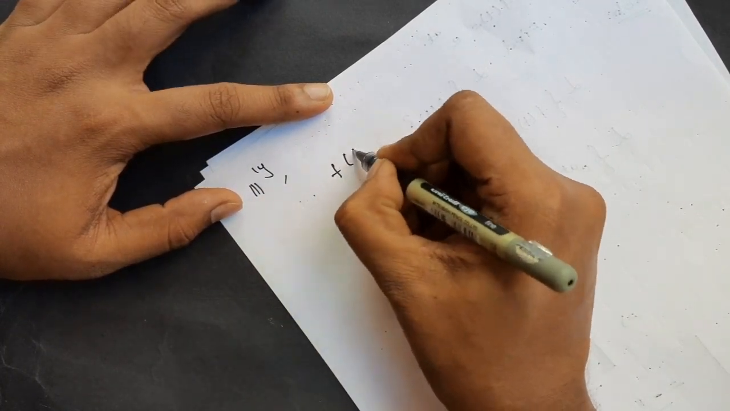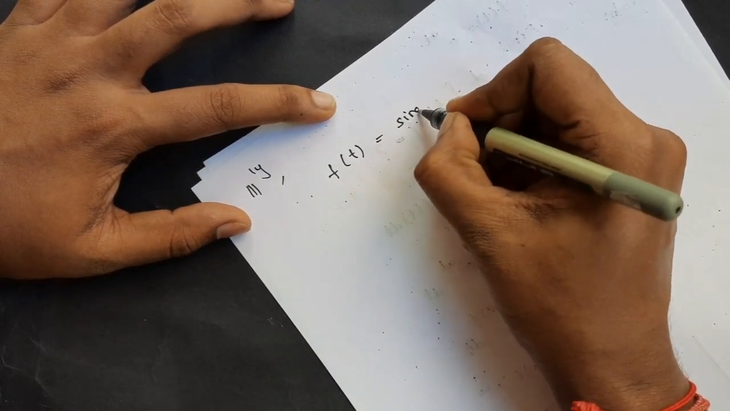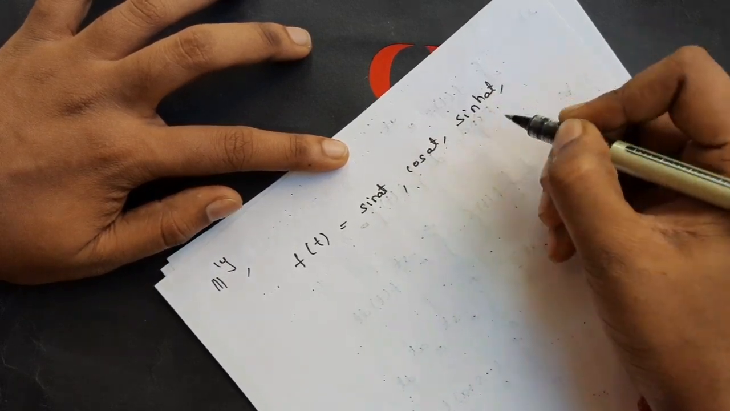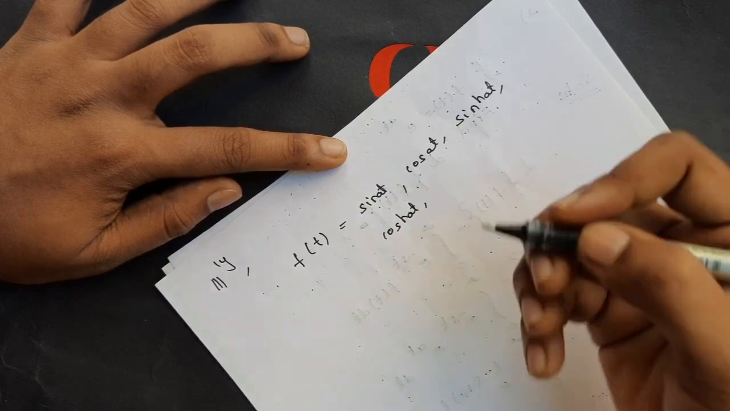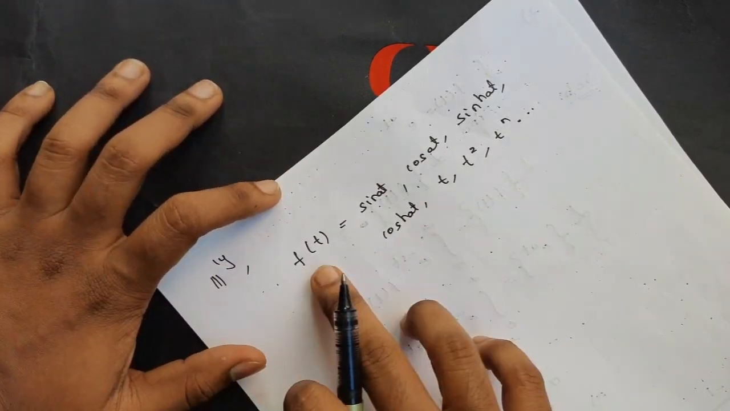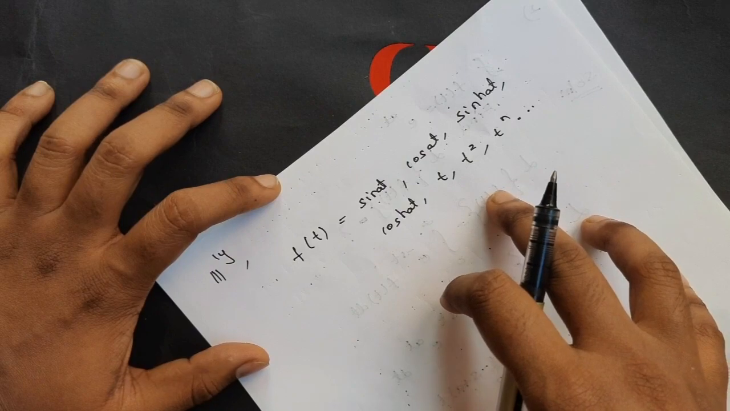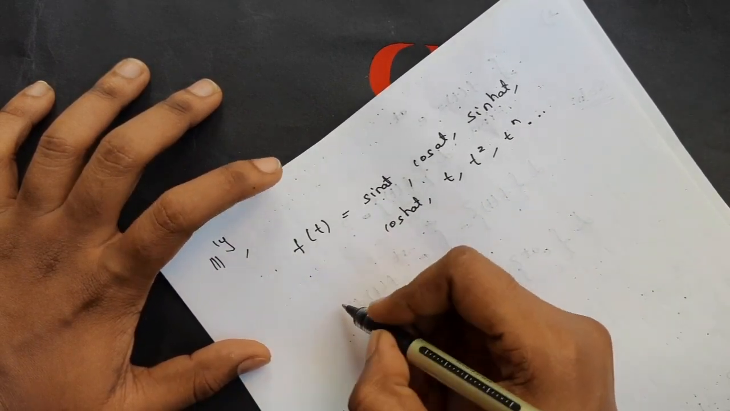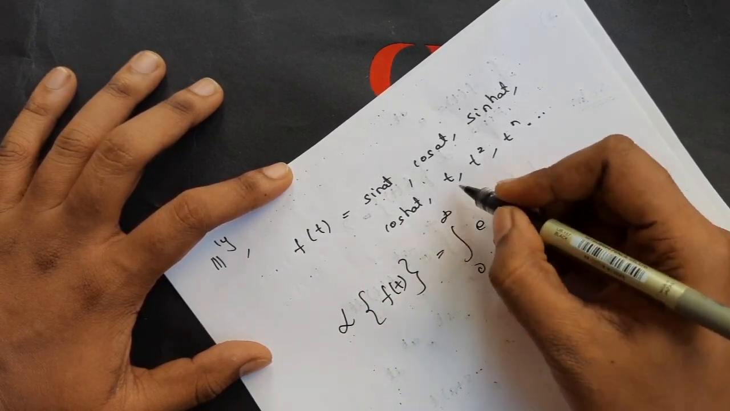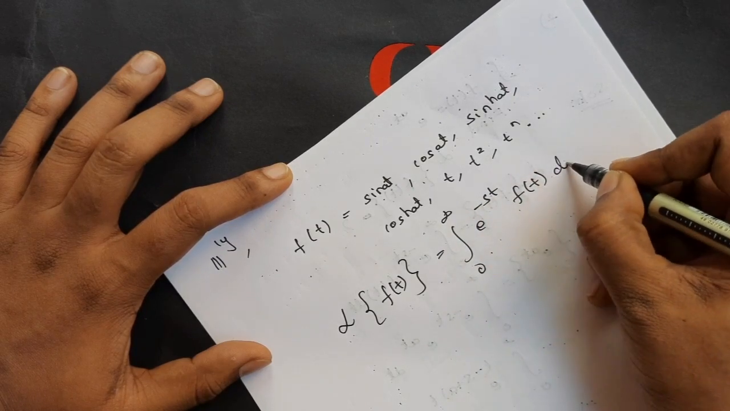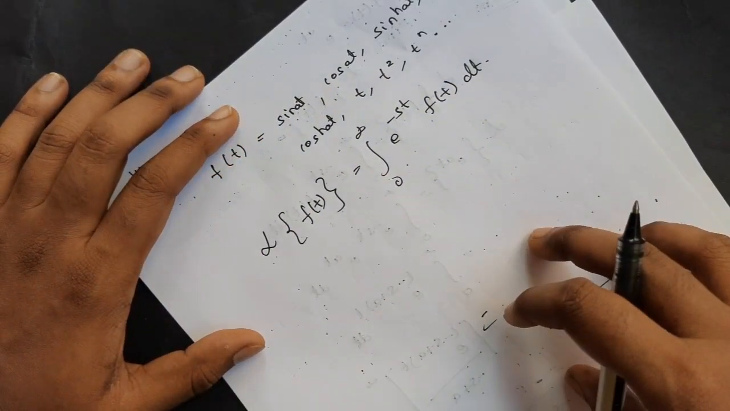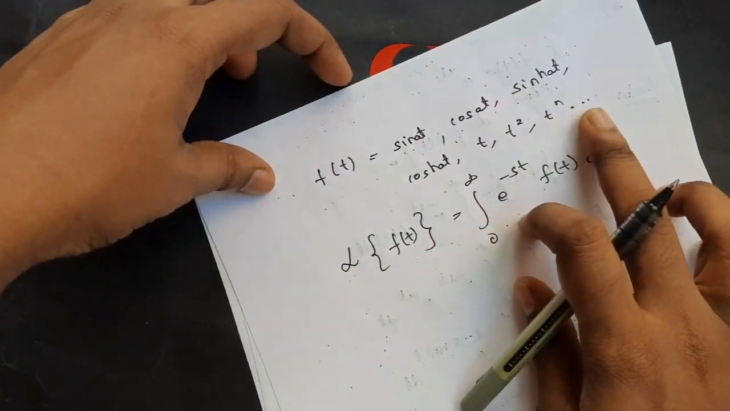if I change my f of t to some other functions, sin at or cos at, sin h at or cos h at, or t square, or t power n in general form, I can change the function f of t to whatever I want. If I apply the same Laplace transform formula again for these functions, I will get some other different Laplace transform formula for the respective functions. So I'm going to give those functions as an exercise to you.